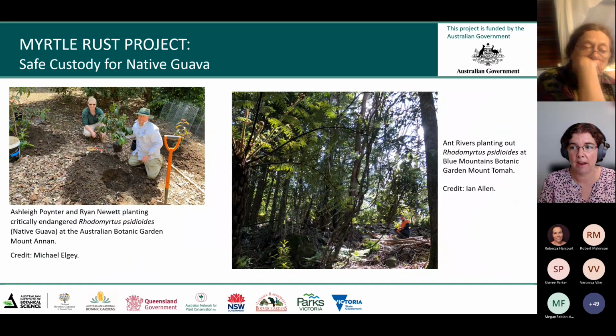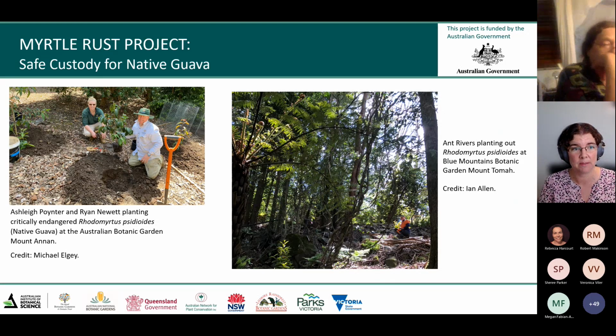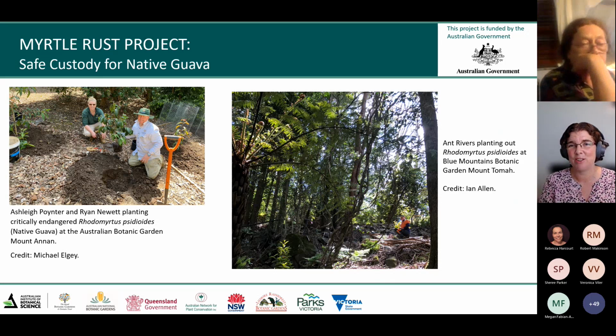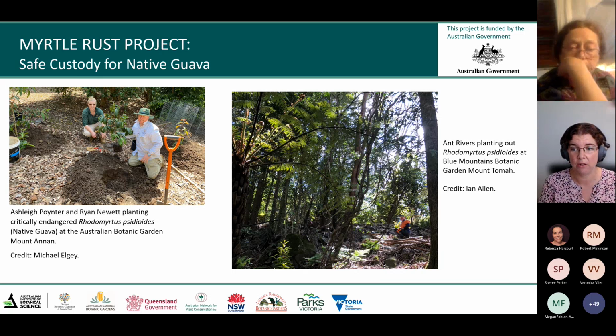In spring last year, our partner gardens received their first plants to add to their own living collections. Five advanced Rhodomyrtus psidioides plants were sent from the Australian Botanic Garden Mount Annan to the Lismore Rainforest Botanic Garden, the Blue Mountains Botanic Garden Mount Tomah, the Australian National Botanic Garden, and Dandenong Ranges Botanic Garden. And plants were also added to the existing in-ground collection at Mount Annan.